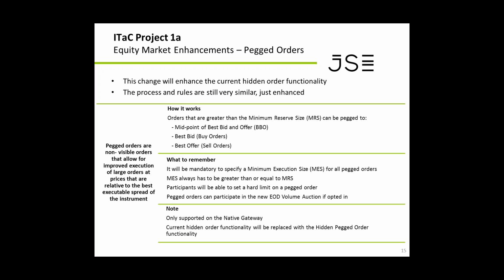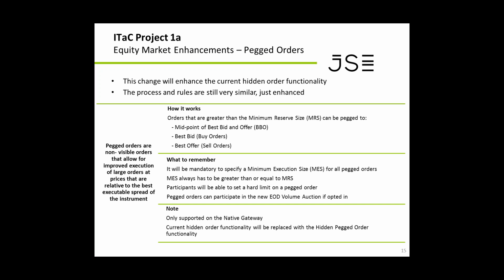How will this functionality work? Orders that are greater than the minimum reserve size, or MRS, can be pegged to three different kinds, which is the midpoint of best bid and offer, which is BBO, as well as best bid or best offer. It is important to remember that it will be mandatory to specify a minimum execution size or MES for all pegged orders. The MES always has to be greater than or equal to the MRS.